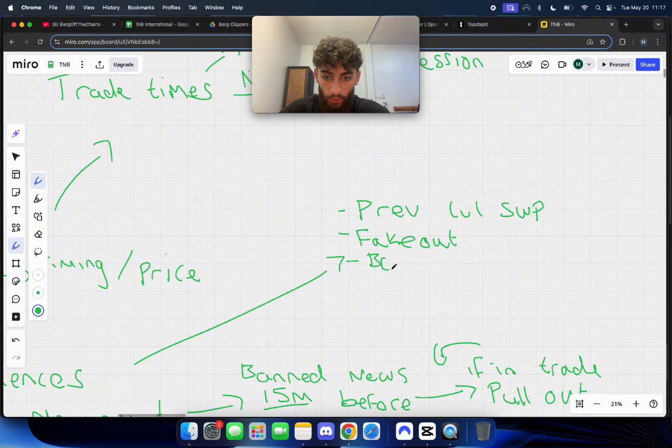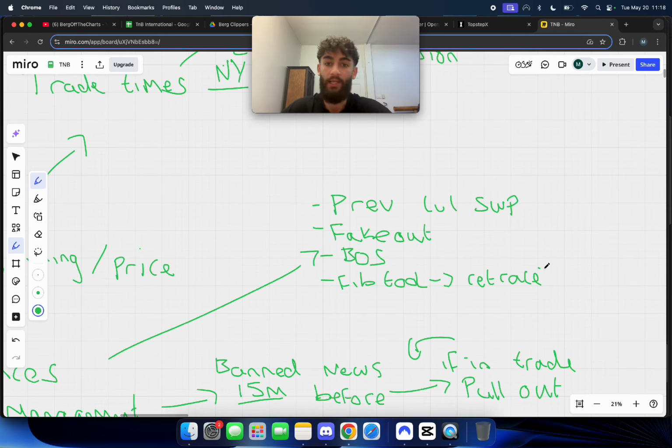Then I'm waiting for a break of structure. Then I'm putting my fib tool on the whole move, and I'm waiting for a retrace into the Goldilocks zone. Now, what type of order am I doing? Am I doing a market order, a sell stop, a buy limit, a sell limit? I'm just doing limit orders, okay?